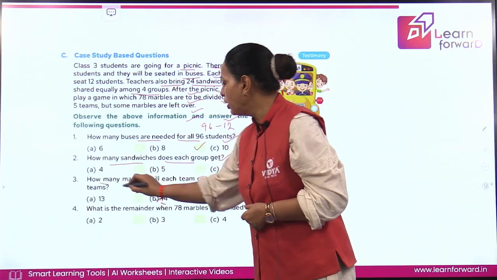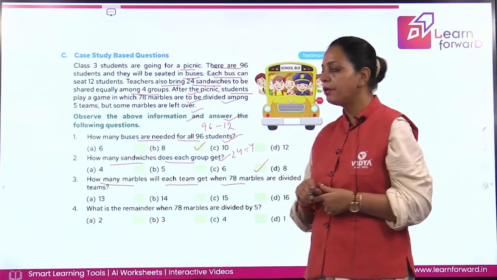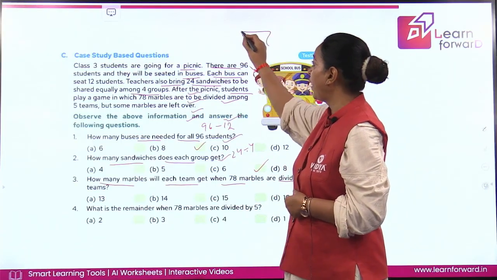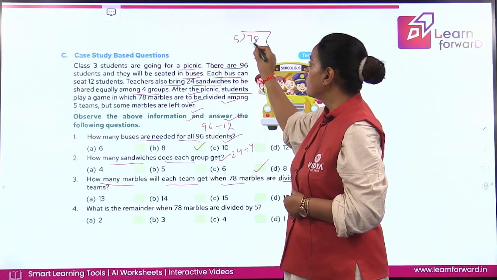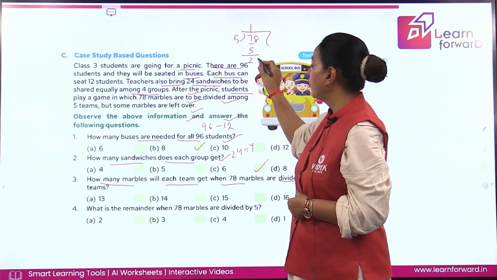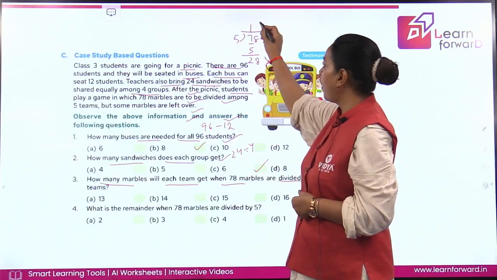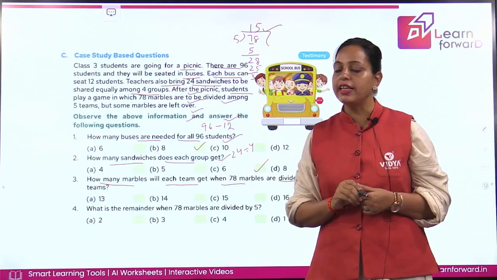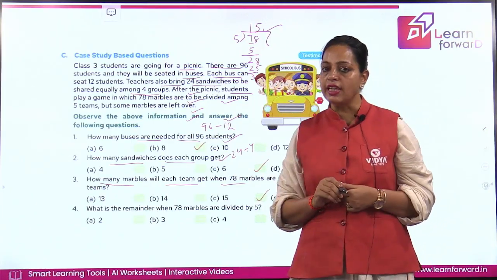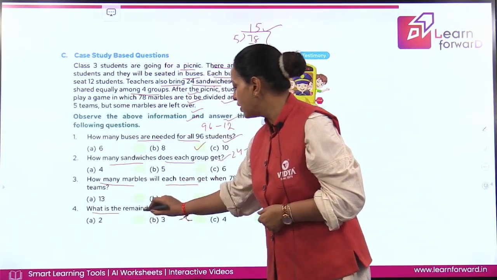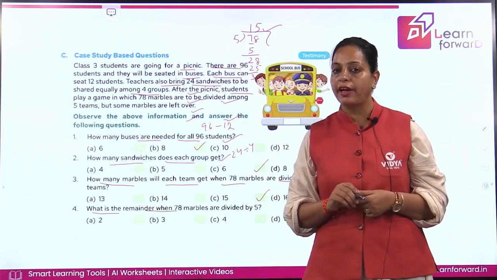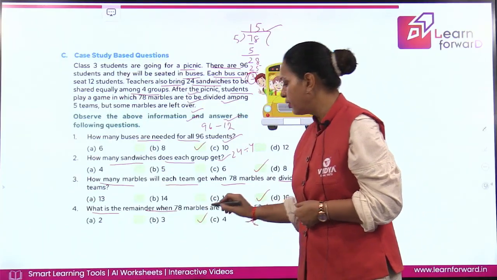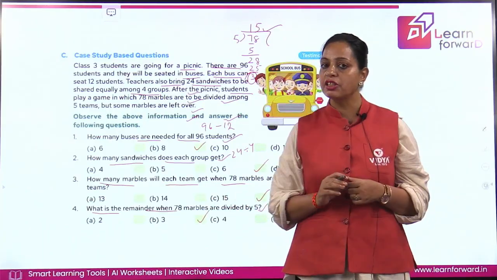The third one, how many marbles will each team get when 78 marbles are divided among 5 teams? यानी 78 को हम divide कर देंगे 5 से. So 5 ones are 5. It becomes now 28. 5 5s are 25. So 15 marbles. Answer is C. Okay. Now the fourth one, what is the remainder when 78 marbles are divided by 5? So the remainder is 3. B option. I hope this is very much clear to you.